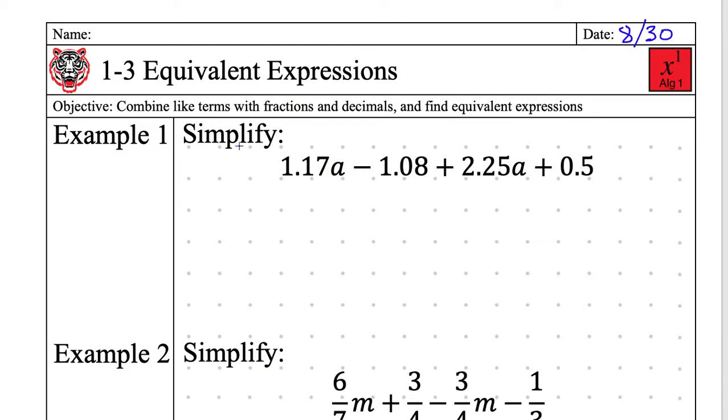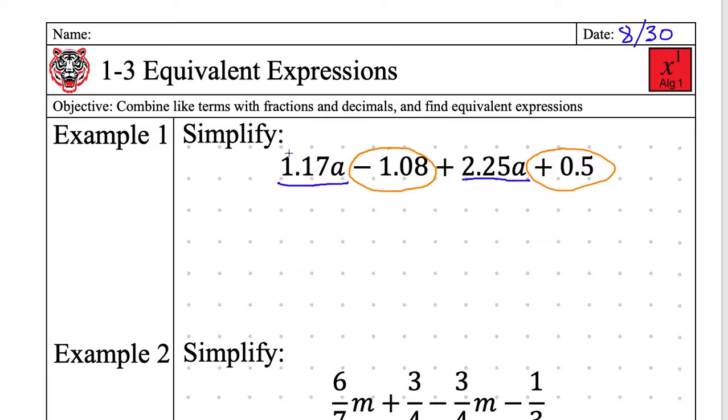So this is kind of a review because we've done equivalent expressions before. Our objective today is to combine like terms with fractions and decimals and to find equivalent expressions. So in example 1, what are the like terms? You should see that we have a and constant terms, so anything with an a in it, that means that's like terms, and then anything with a constant term like 1.08 or 0.5, those are our constant terms.